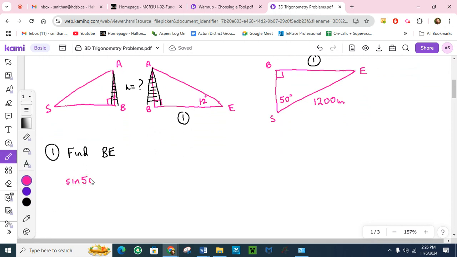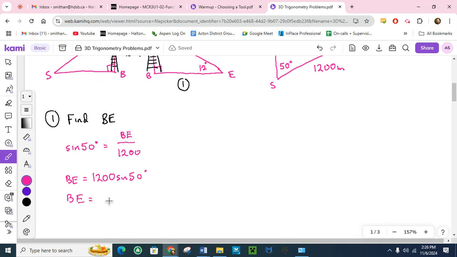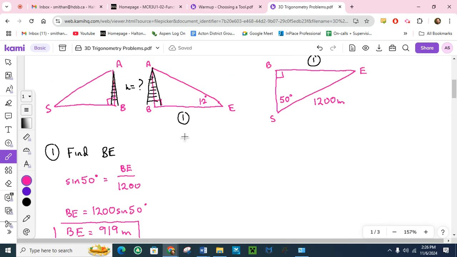Sine of 50 equals BE over 1,200. We got this, not so bad. So BE would just be 1,200 times sine 50, whatever that is. Call that 919. Let's just go 919 meters. Do you guys get that as well? Nod and smile. All right. I think I might tuck that in on this diagram here, 919 meters.